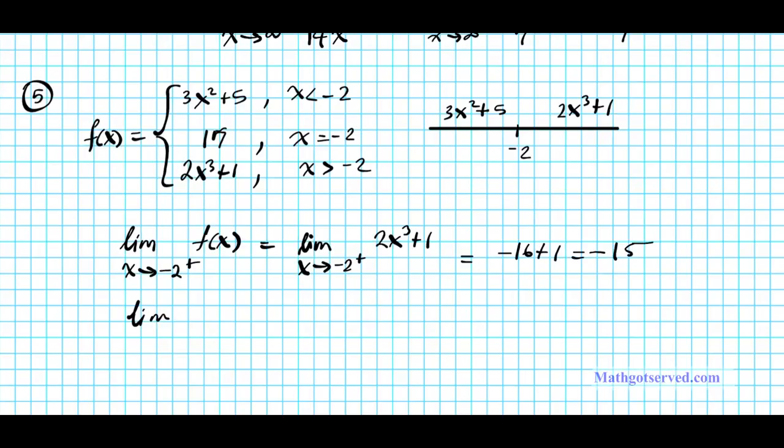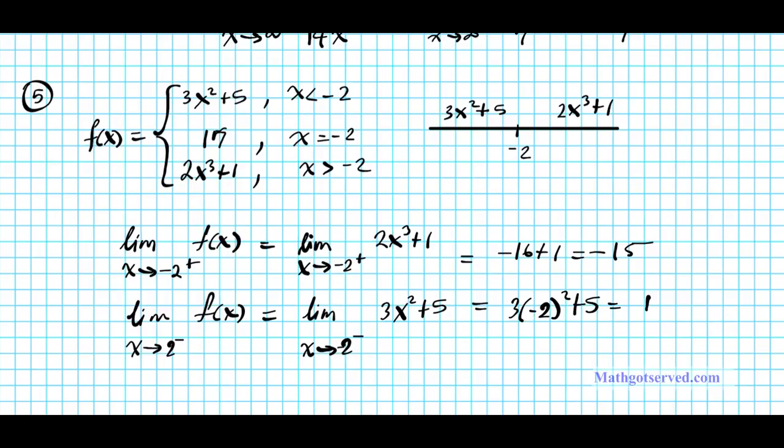And then for the left-hand limit, the limit as x approaches negative 2 from the left of the function, we're going to be looking at the limit as x approaches negative 2 from the left of the quadratic expression, 3x squared plus 5. From the left, we'll have 3 times negative 2 squared plus 5. If we work that out, this is 4 times 3, 12, plus 5 is 17. So since the left and the right-hand limits are different, the limit does not exist.